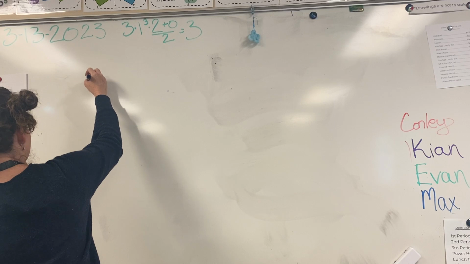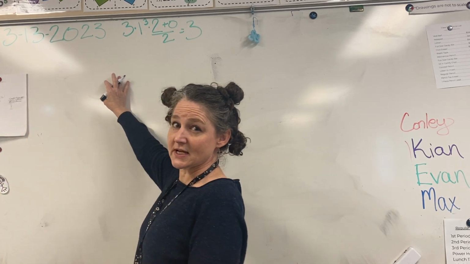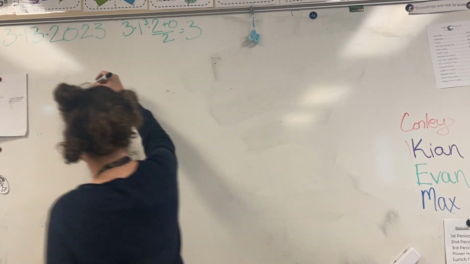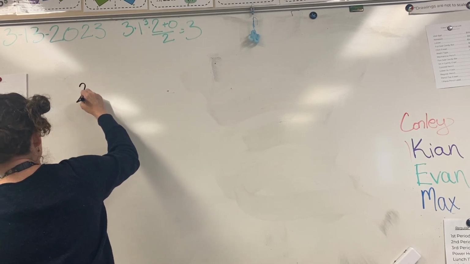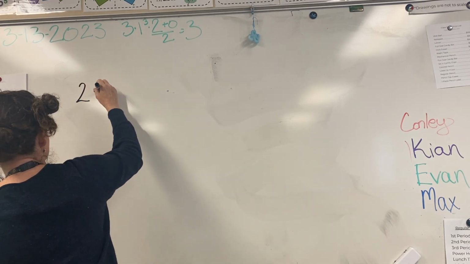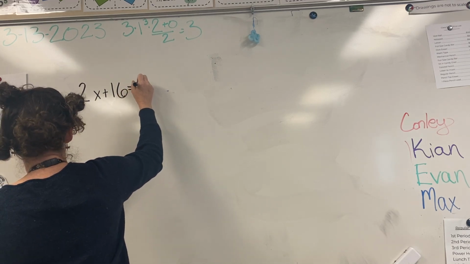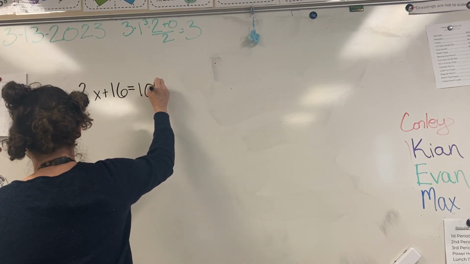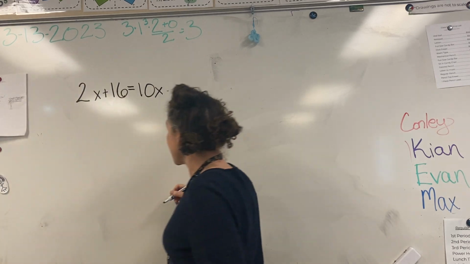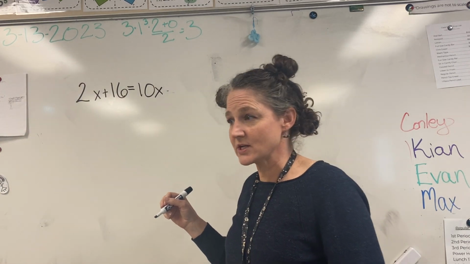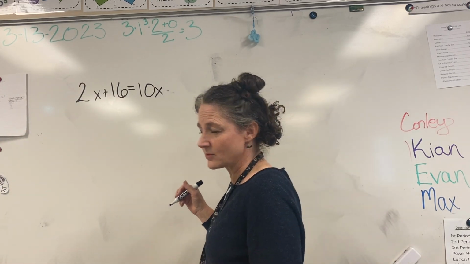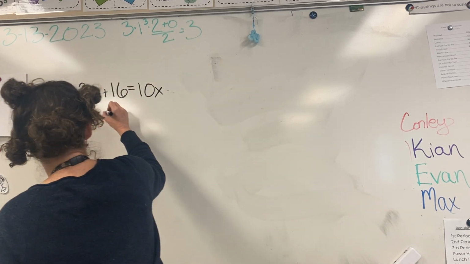Okay, so I'm going to make two mistakes on this. Okay? This is actual work from a large portion of my students. So we have 2x plus 16 equals 10x. Okay, this is a two-step linear equation. I think this might have been the one from your quiz, but I don't remember. Okay, so this is what I'm seeing.